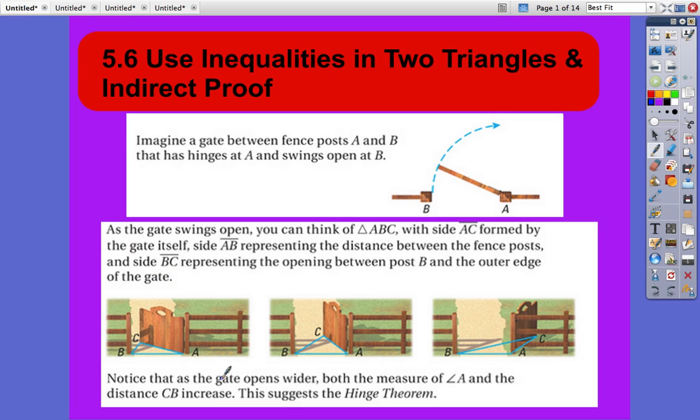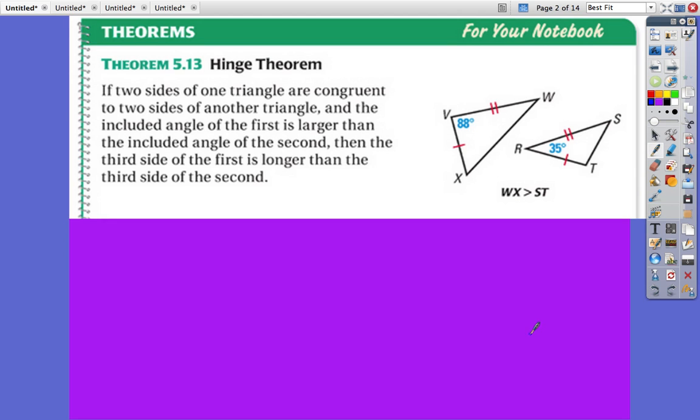Notice that as the gate opens wider, both the measure of angle A, so here, and the distance of CB increase. This suggests the Hinge theorem. So notice that as this door is opening, angle A is increasing and side length CB is increasing. And that leads us to the Hinge theorem.